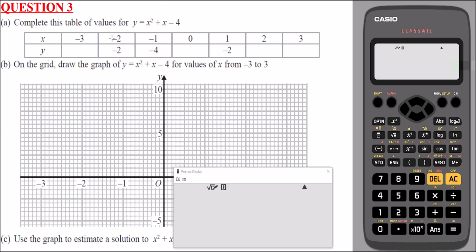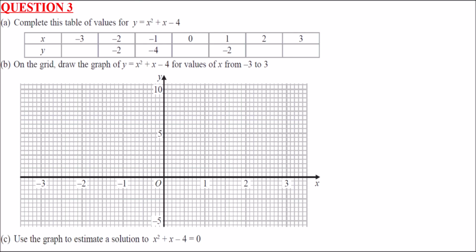So first of all, we're just going to input minus 3 for x here. So minus 3 in brackets, all squared, plus minus 3, minus 4. That gives us a value of 2. So the first one is 2.